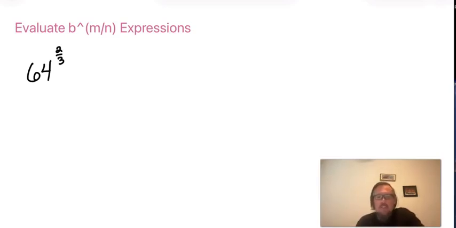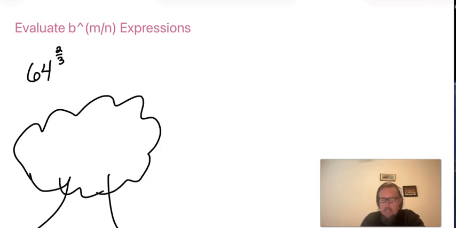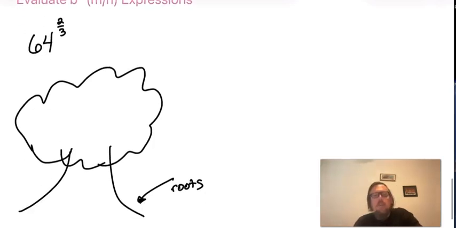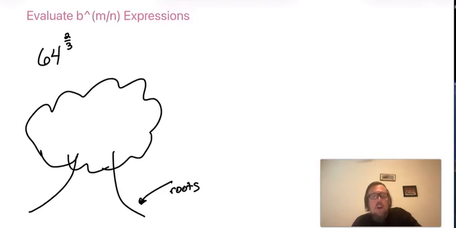So my teacher, when I learned this, taught me this really silly way to keep them straight, which I still remember to this day. He drew a tree, and he said, here's how you remember. In a tree, the roots of the tree are at the bottom. And so if you remember, roots are on the bottom, you will always be able to convert these properly. 64 to the 2/3 power, the 3 is on the bottom, so 3 is going to be the root. This is going to be a third or a cubed root.